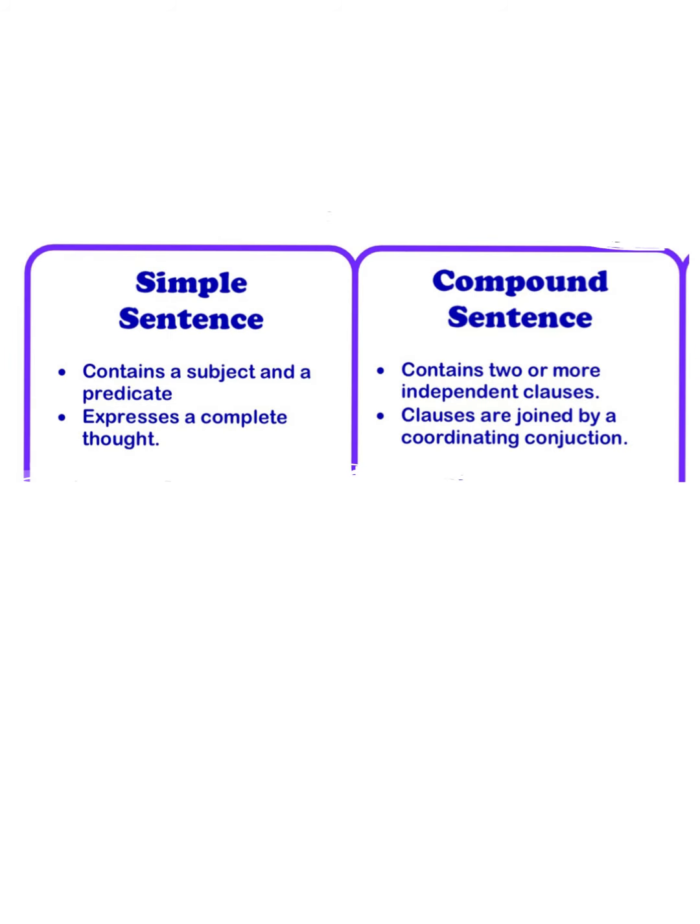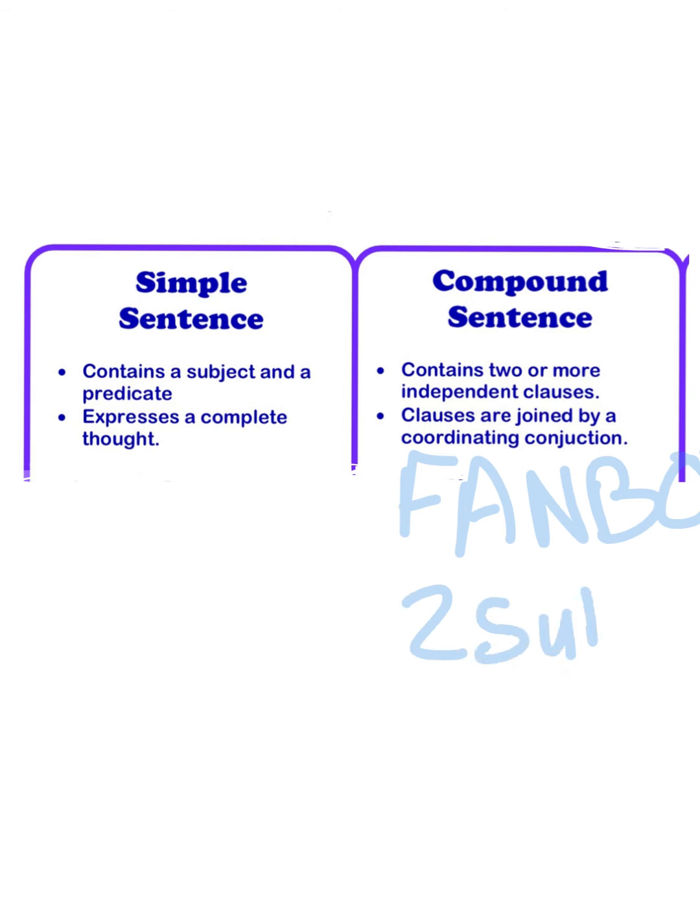So to review, a simple sentence contains one subject and a predicate. It expresses a complete thought. Compound sentences contain two or more independent clauses, and they're joined together with a coordinating conjunction or a FANBOYS word: for, and, nor, but, or, yet, and so. And they have two subjects, at least, and two predicates.